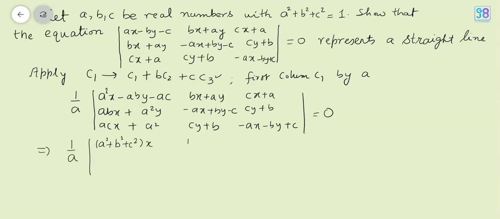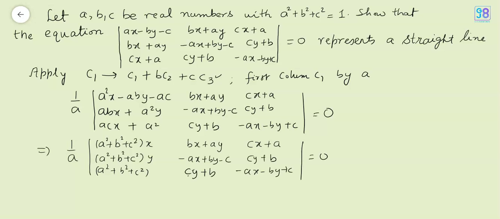times of x, Bx plus Ay, Cx plus A, and in the second row it will start with A square plus B square plus C square times of y, and finally in this third row we will have A square, B square and C square to begin with, and rest of the terms they will remain the same, so we can just copy them like that.